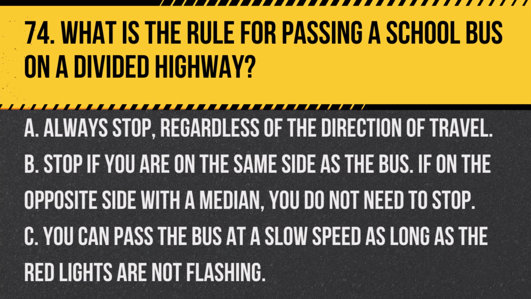Question 74. What is the rule for passing a school bus on a divided highway? A. Always stop, regardless of the direction of travel. B. Stop if you are on the same side as the bus. If on the opposite side with a median, you do not need to stop. C. You can pass the bus at a slow speed as long as the red lights are not flashing. Answer B. Stop if you are on the same side as the bus. If on the opposite side with a median, you do not need to stop. This rule is for the safety of children boarding and departing the bus.